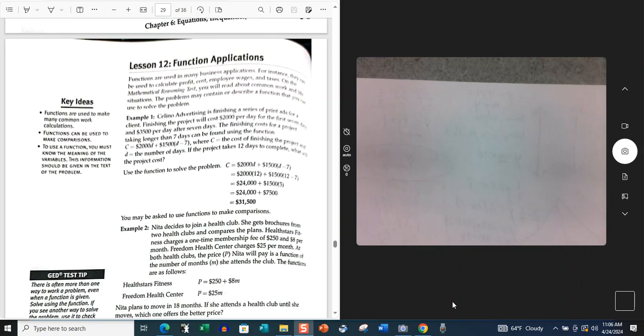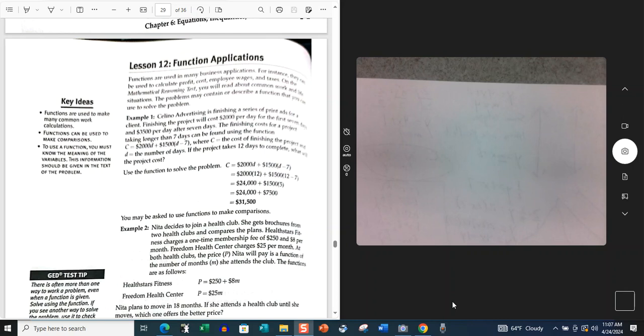Now, it says use the function to solve the problem. They give us the function. We have the equation, and we're substituting 12 for D, and that would give us $31,500. Okay, so now we will go on to example 2.